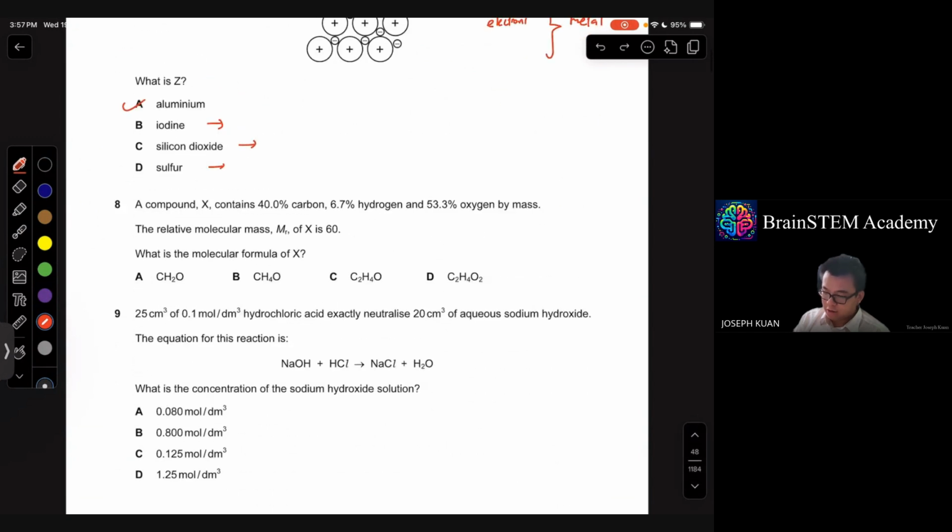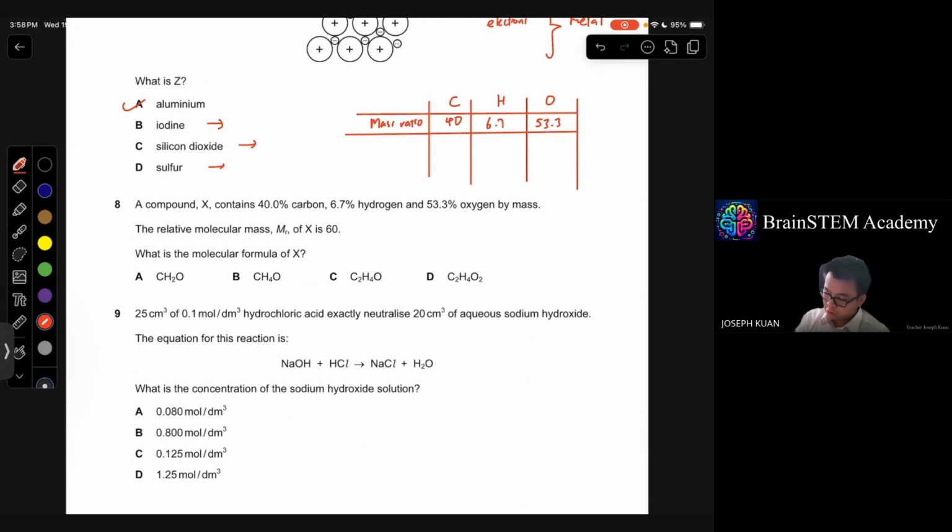A compound X contains 40% carbon, 6.7% hydrogen, and 53.3% oxygen by mass. The relative molecular mass Mr of X is 60. What is the molecular formula of X? First of all, we have to determine the mole ratio, or should I say the particle ratio, of these three elements. We are given the mass ratio, in which they are 40 for carbon, 6.7 for hydrogen, and 53.3 for oxygen.